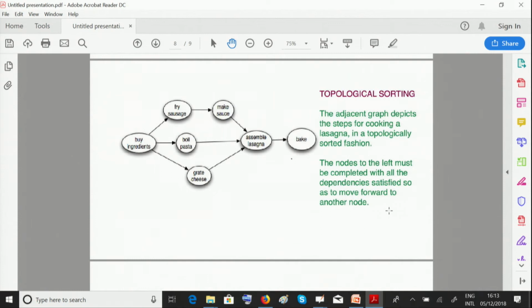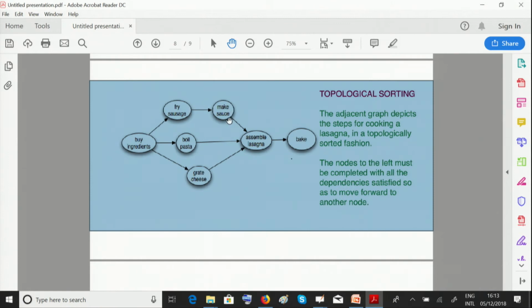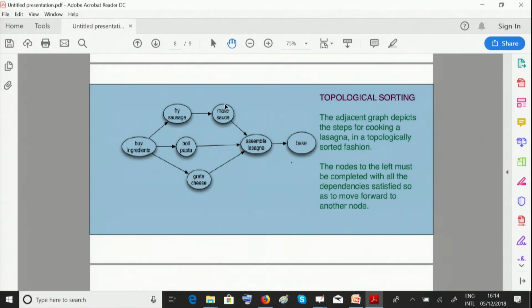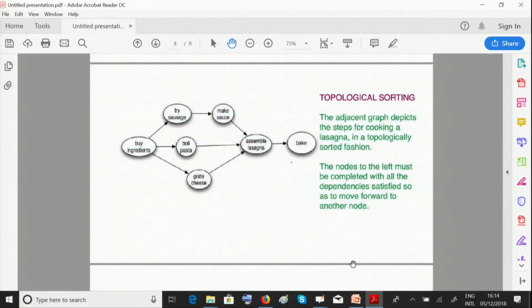Now let's look at another example. This is again a good example of topological sorting, where I need to buy ingredients to bake something. For example, I want to make lasagna. So I need to buy the ingredients, fry the sausages, and make sauce. At the same time, concurrently, I can also boil pasta and grate cheese. And then after all these tasks have been completed, I can assemble my lasagna, which will be followed by baking the lasagna. So this is again a good example of topological sorting.